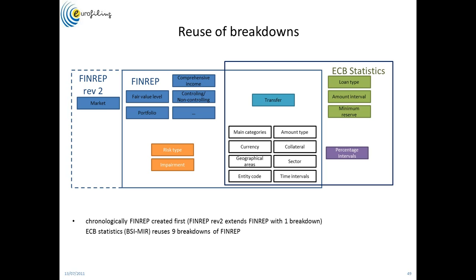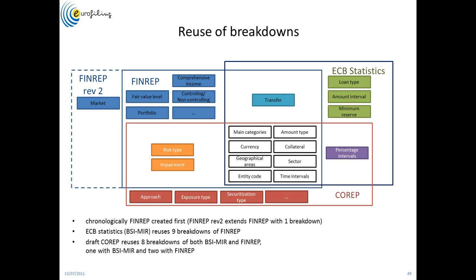Then the statistics reused actually 9 of the FINREP breakdowns and introduces 4 more. So actually only 4 new breakdowns were needed in order to define the statistics information if you have the FINREP classification already. And if you add COREP to that, you can see that COREP reuses 11 of the dimensions of FINREP and statistics, and actually 8 which are common to both of them. So there is a heavy reuse which allows to link these 3 different frameworks.